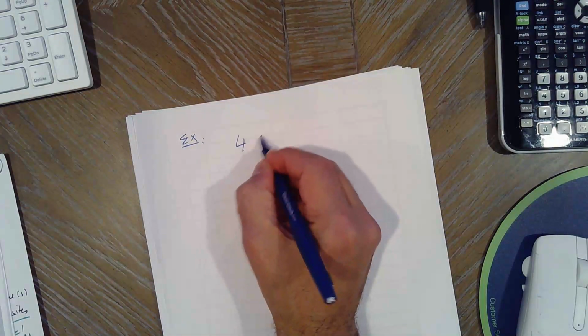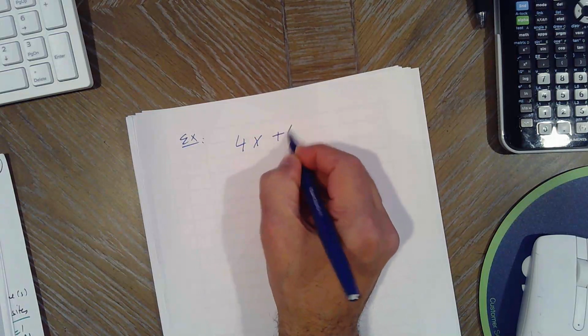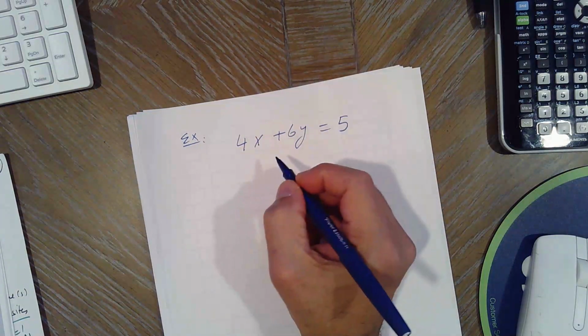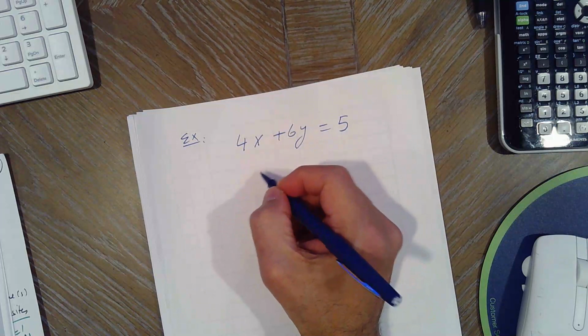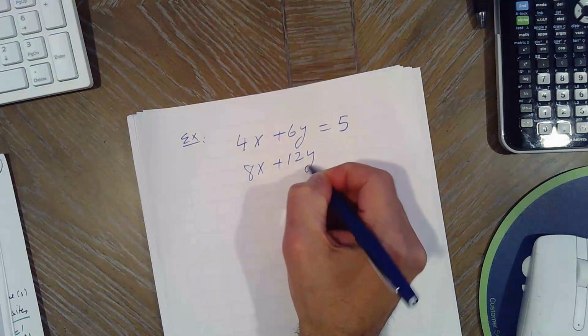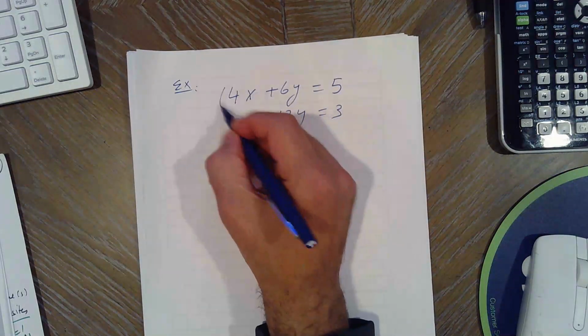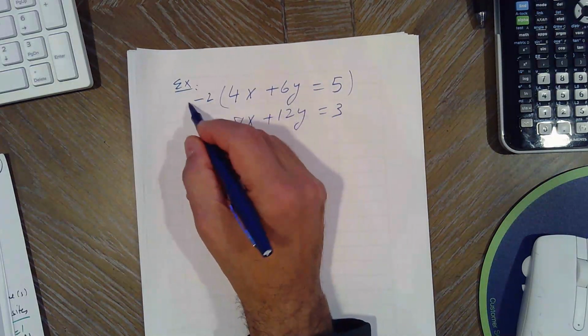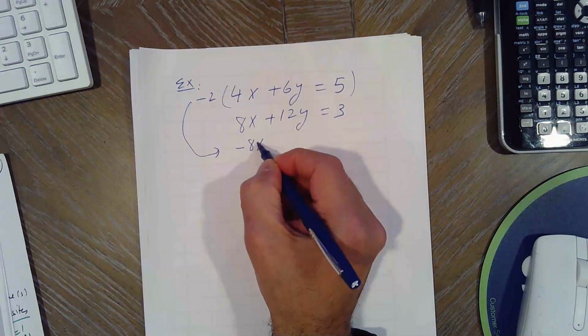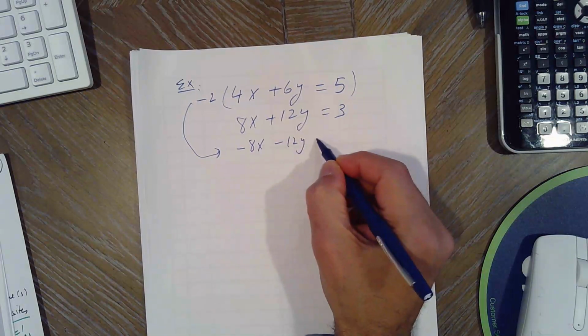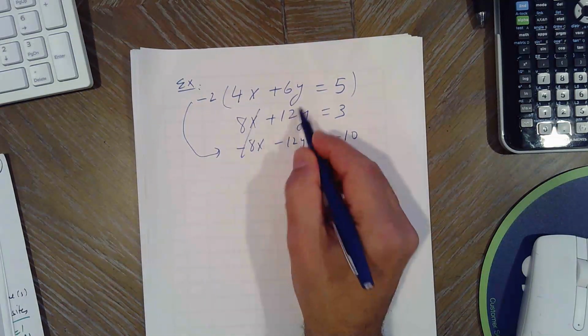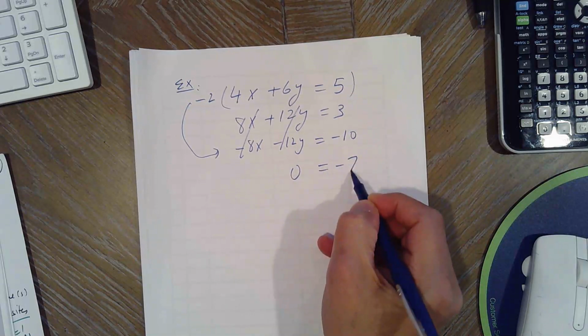4x plus 6y equals 5. 8x plus 12y equals 3. So if we times the top equation by negative 2 to eliminate x, we get negative 8x minus 12y is negative 10, and we get 0 equals negative 7.